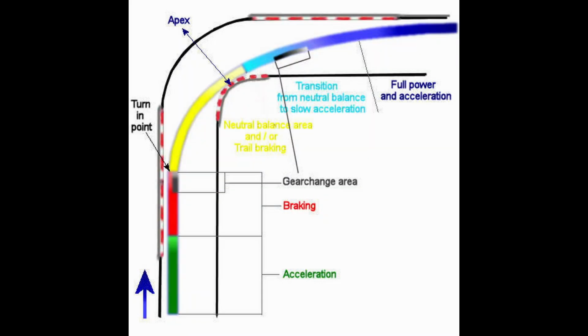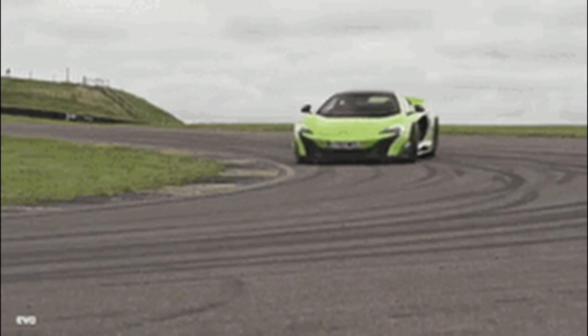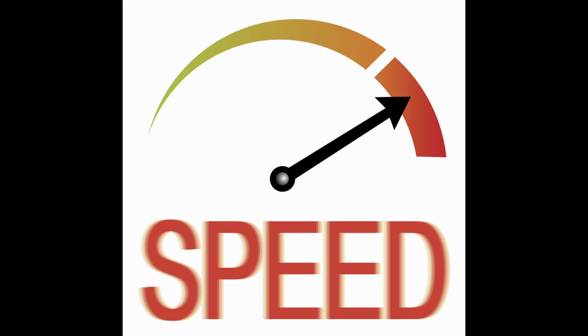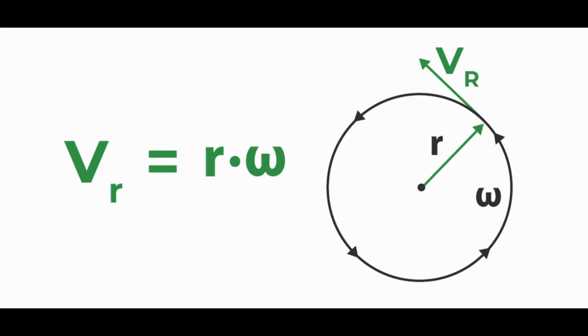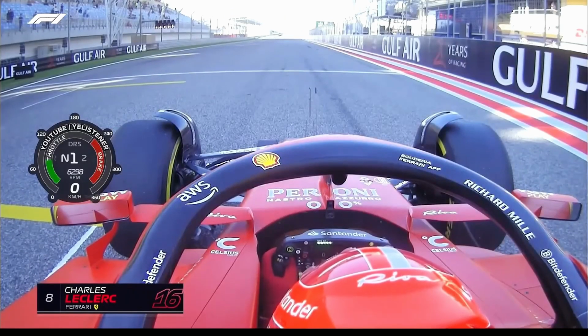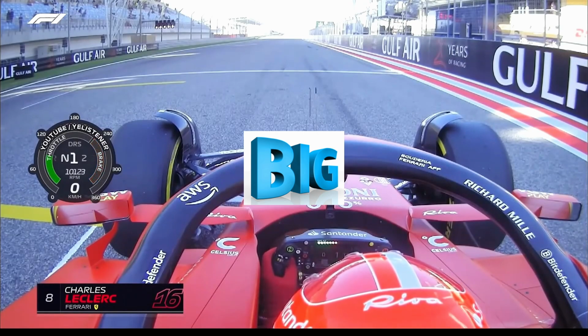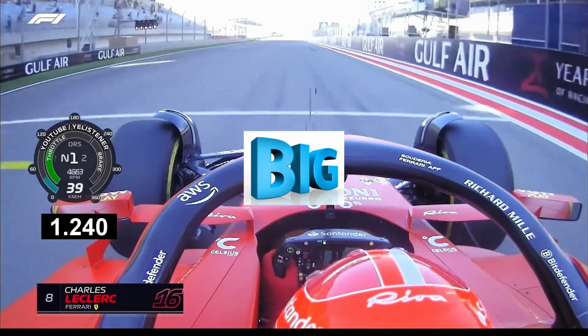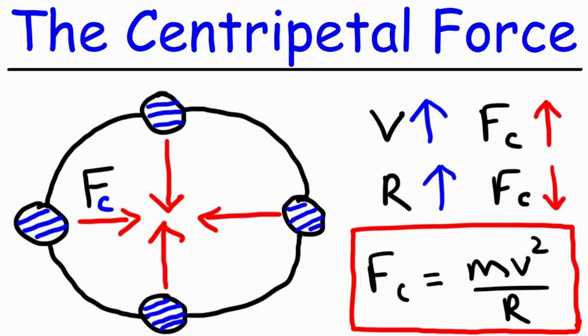During trail braking, drivers manage both linear deceleration and rotational acceleration as the car pivots. The faster the angular velocity through turns, the more centripetal force is needed. F1 cars generate enormous downward force to create the grip needed to produce the centripetal force at high rotational speeds. Centripetal force is the equation mass times centripetal acceleration, or v squared over r.